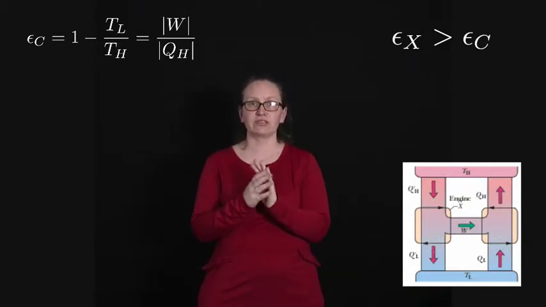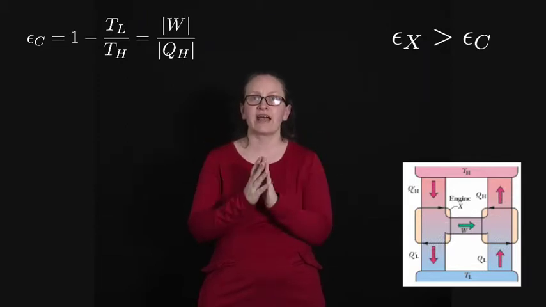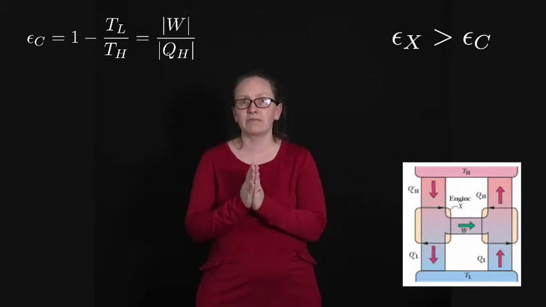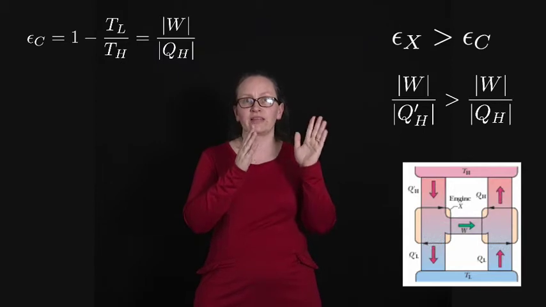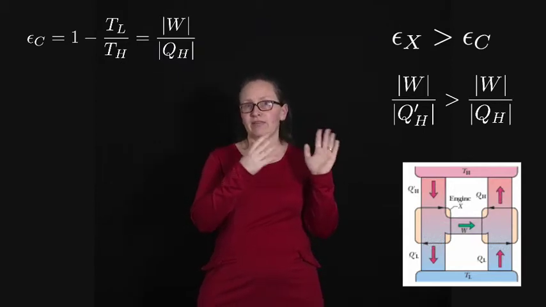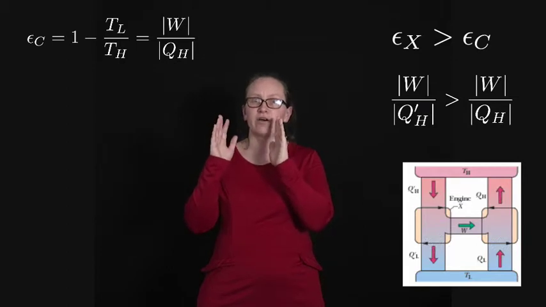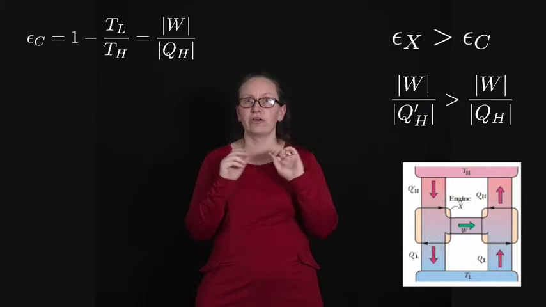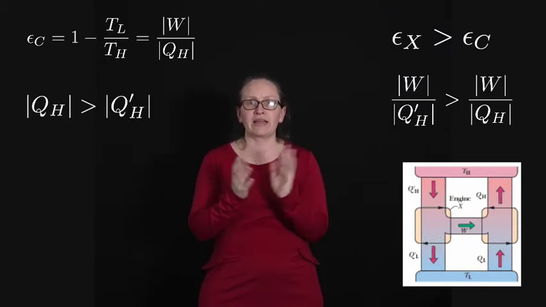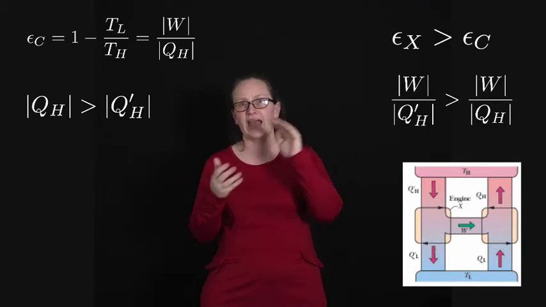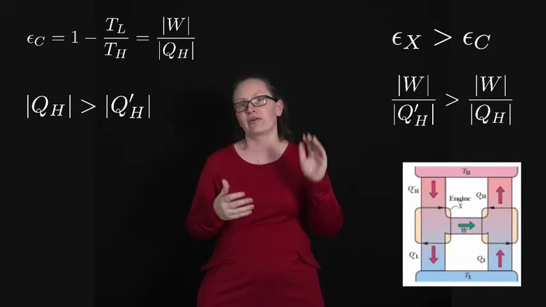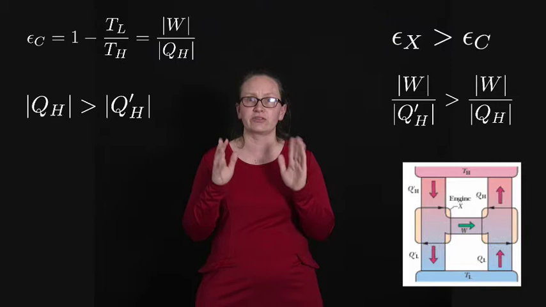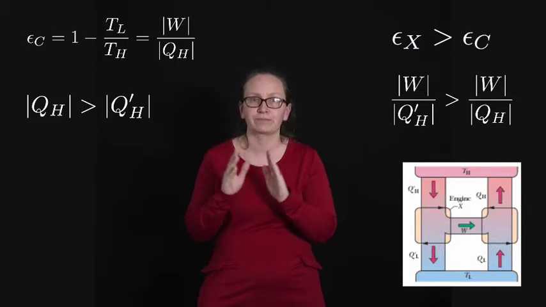Okay, now from our assumption that our engine X had a greater efficiency than the equivalent Carnot engine, we can write that the absolute value of the work done over QH prime is greater than the absolute value of the work done divided by the absolute value of QH. That was just from our definition of what efficiency is. So algebraically here, since the work is the same, we've got the work coming out of our engine and it's going into our refrigerator. So we can see here that QH, the absolute value, is greater than QH prime.